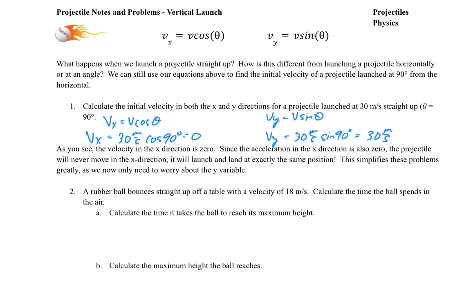So what we would have expected is that when we throw the ball straight up into the air, all of the velocity is in the y direction. None of it is in the x direction. So we can use this because this is going to simplify the problem a lot. So let's go ahead and take a look at one of our examples.